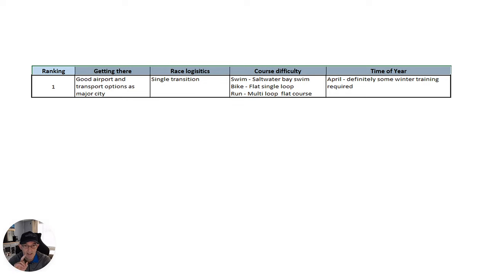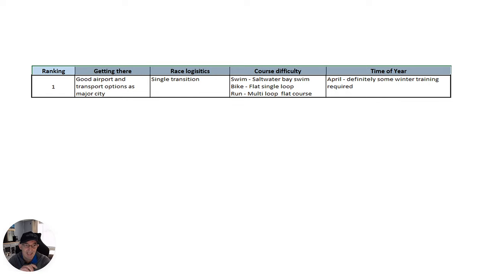It's a saltwater bay swim. It's a single flat course on the bike, which lends to PRs, personal records, on the bike split. It's a multi-loop flat course on the run. There's not an awful lot in terms of hills, but there are some twists and turns which can slow you down a little bit, but minimally.